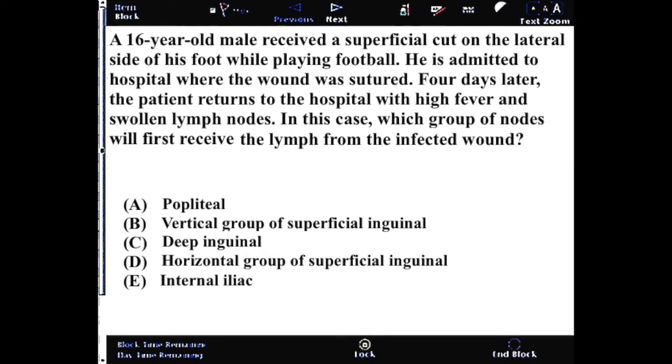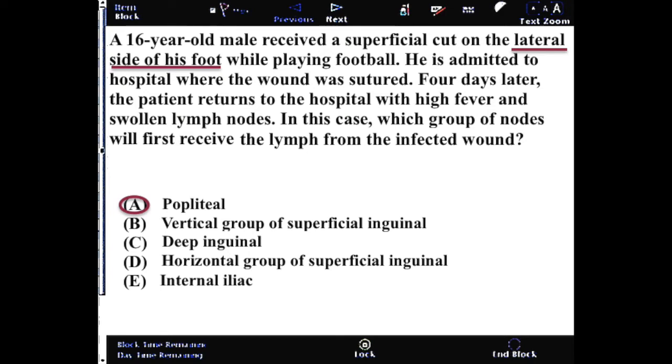The popliteal nodes will be the first one to accept the lymph from this swollen and infected wound, and you have to think about the venous drainage in order to figure this out. The popliteal nodes are the first group, after which the lateral side of the leg and foot will be draining. The vertical group of superficial inguinal nodes is going to be a superficial group that is just prior to the great saphenous dumping into the cribriform fossa.